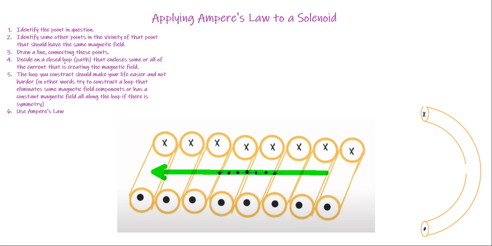The next thing is to decide on a closed loop or a closed path that encloses some or all of the current that is creating the magnetic field. So this is the part where we have to think and be a little creative. So jumping back to Gauss's law for a second, if we had a line of, let's say, positive charge, and we were trying to figure out what the electric field was at this point over here, we would follow the same first few steps, and we'd say, let's find some other points where the electric field would be the same. We'll connect those points.